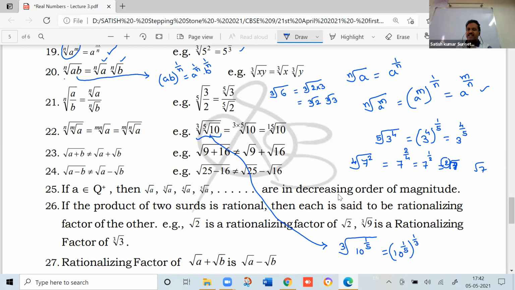That means it is like a power m whole power n. Means 10 to the power of 1 by 5 into 1 by 3. So that means 10 to the power of 1 upon 15. So 10 to the power of 1 upon 15 is the exponent form. Now you can convert into the surd form. Then I can write this as 15th root of 10. So whenever you are unable to do it in the radical form, you convert into the exponent form and simplify. After that, again you can convert into the radical form.